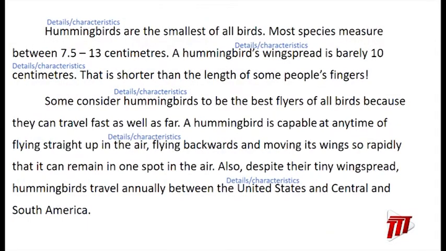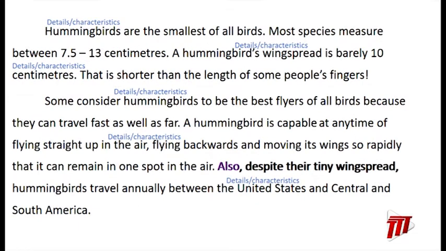So the first thing I'm going to do is look and see what the details are. Because this is a description text structure, there are many details about hummingbirds. We find details about the size, the wing spread, the way they fly, their migration patterns. All of these things are included in this passage. Let's see if there are any signal words. Do you remember what they are?